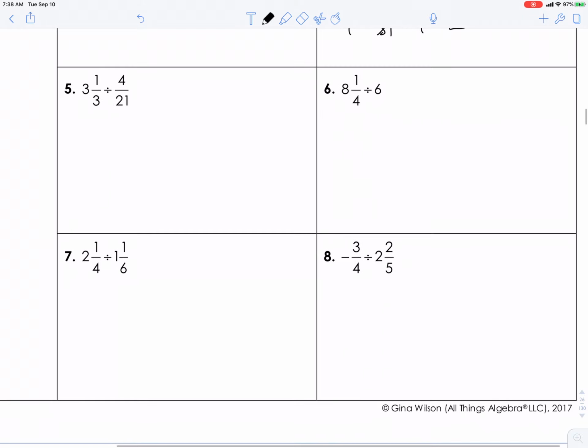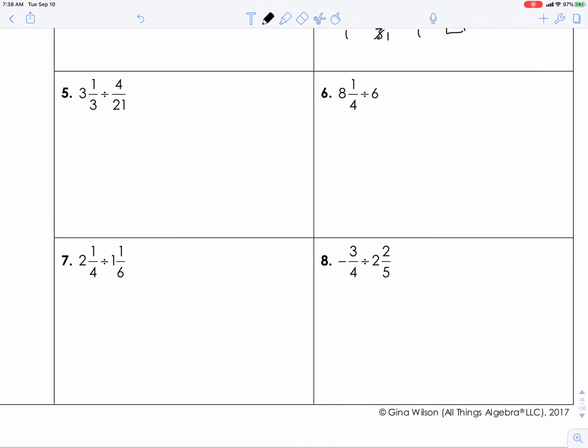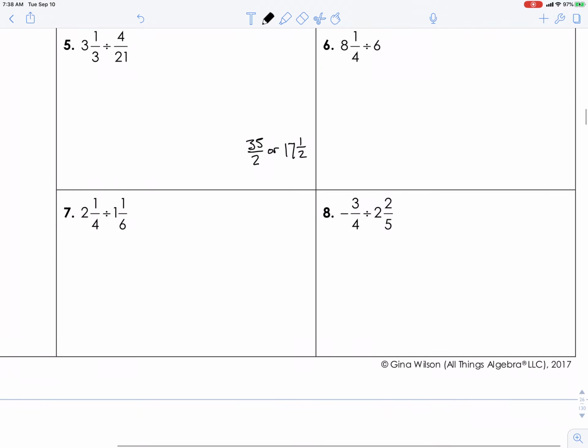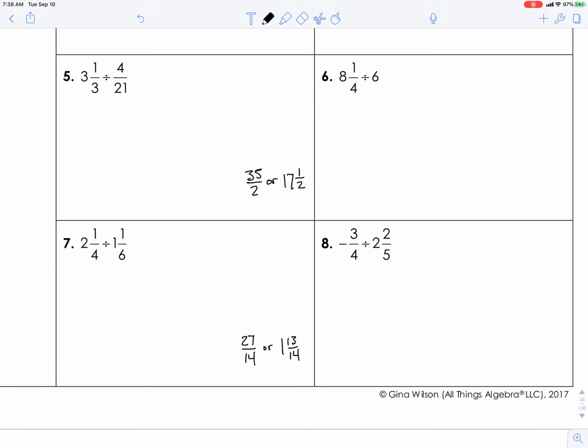Okay, hopefully you tried 5 and 7. 5, I'll give you the answer, was 35 over 2, or that reduces to 17 and a half. Number 7 was 27 over 14, or that reduces to 1 and 13/14. Okay? Hopefully you tried those on your own. You got to try these on your own.